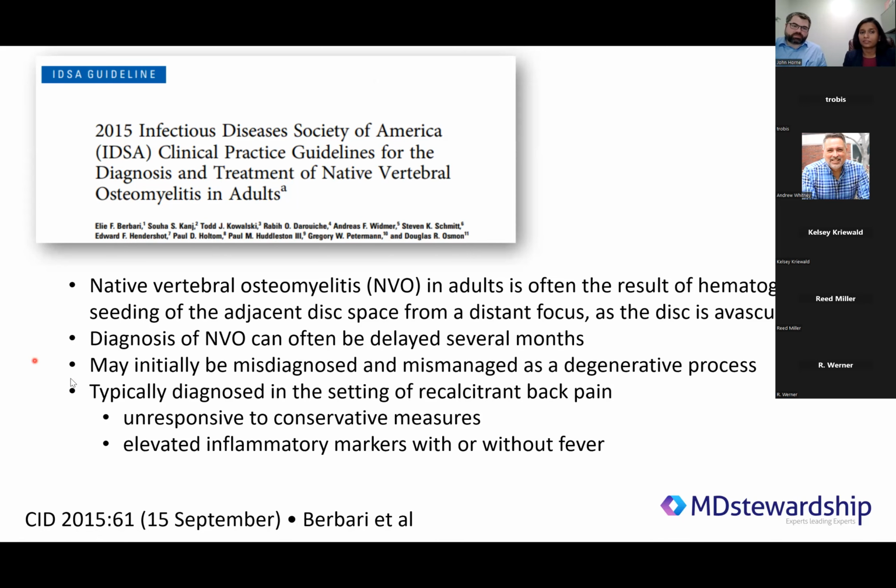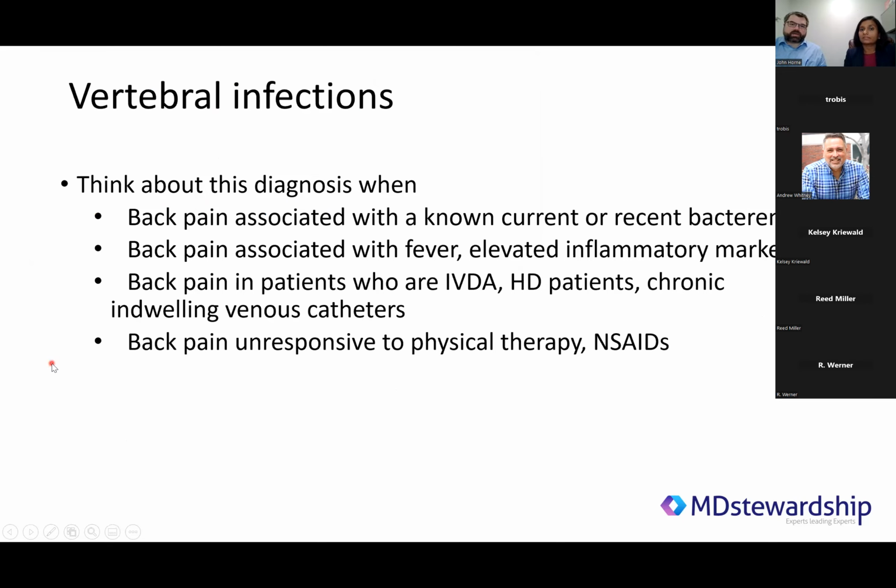Any recent infections plus back pain, any fevers plus back pain. Think about this diagnosis when back pain is associated with a known or recent bacteremia, back pain associated with fever, elevated inflammatory markers like ESR and CRP, and back pain in patients who are IV drug users, dialysis patients, have chronic indwelling venous catheters, or are unresponsive to physical therapy.